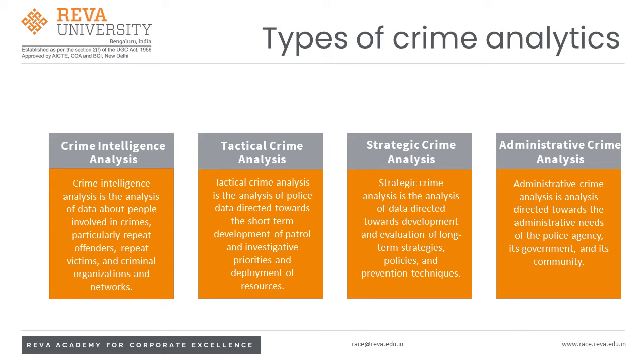Moving to the 4th type, we are talking about administrative crime analysis. Here the emphasis is more on the administrative needs of the police agency, the government, and its community. So this is what we are looking at, the 4 different types of crime analysis. I will do a deep dive into some of these during the case study.